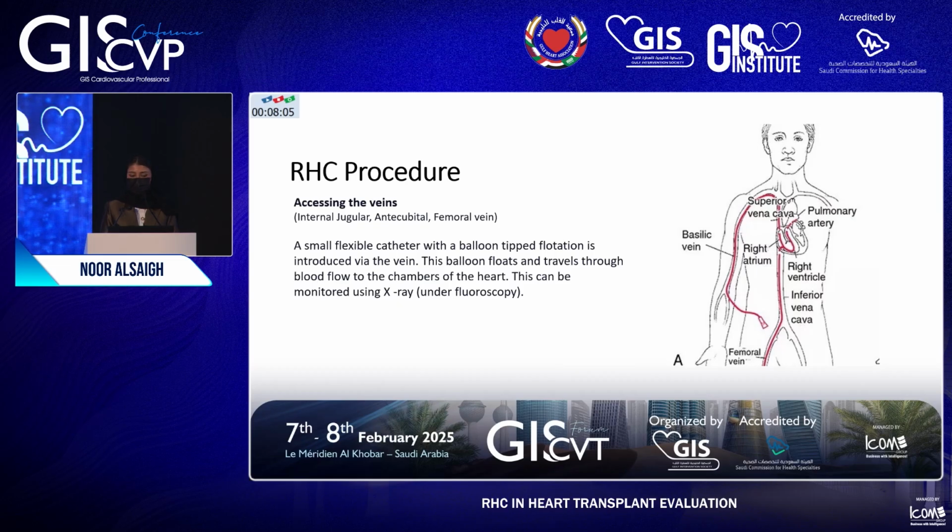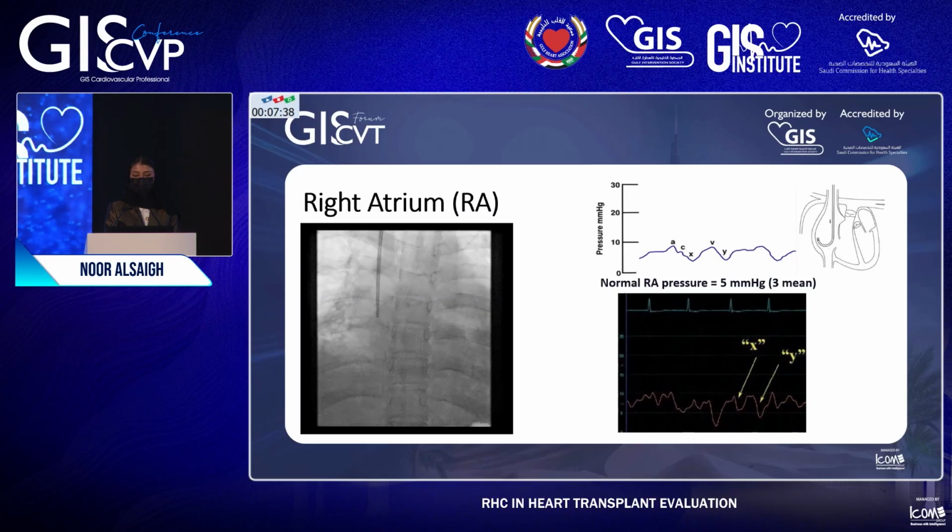After getting the access, a small flexible catheter with a balloon-tipped flotation is introduced via the vein. The purpose of this balloon is to help the catheter flow with the blood flow inside the chambers, from RA to RV, PA, then finally pulmonary wedge pressure. These steps are monitored either by fluoroscopy guidance or by the waveform in the hemodynamic screen. So let's see each chamber, how we can see it under fluoroscopy and its waveform.